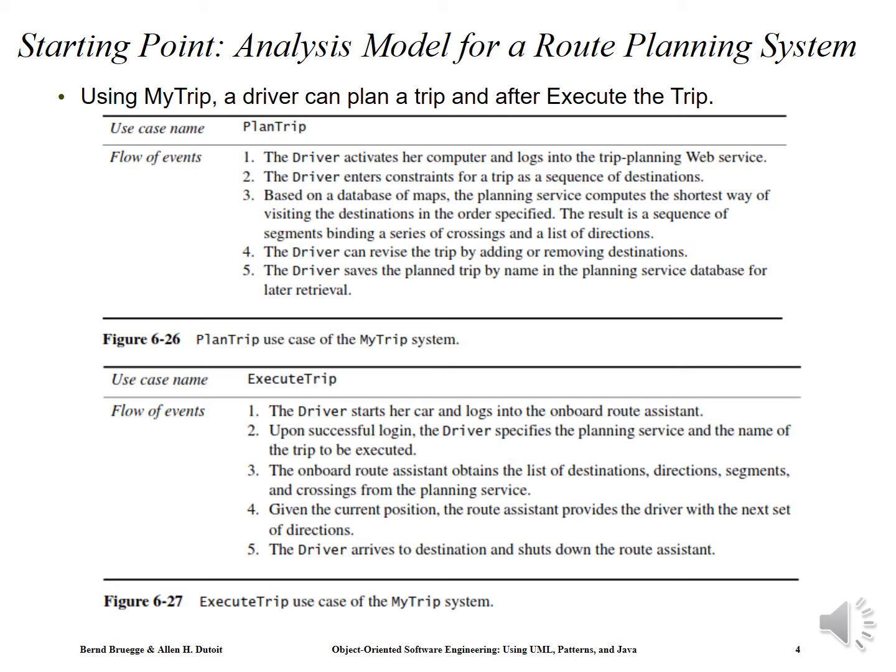So the main use cases of MyTrip, which is a route planning system for car drivers, are plan trip and execute trip. Let me discuss this use case. The flow of events of plan trip is: the driver activates her computer and logs into trip planning web service. Now in this use case, I will identify objects with the help of activities we have already discussed in chapter 5. The driver enters constraints for a trip as a sequence of destinations. So destination can be a target for object.